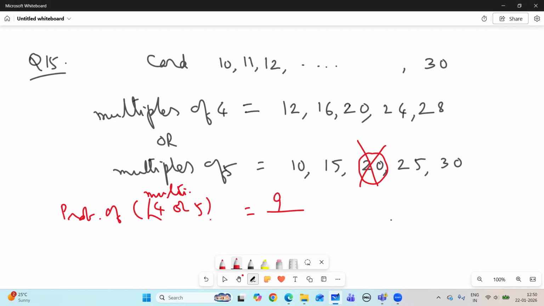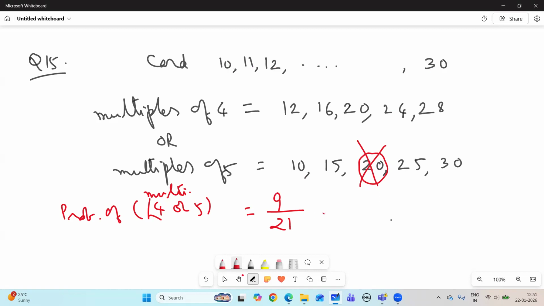And then how many events are there in the sample space? They are all the cards from 10, 11, 12 up to 30. 30 minus 10 is 20, but you have to include both of these end cards, therefore they are 21.